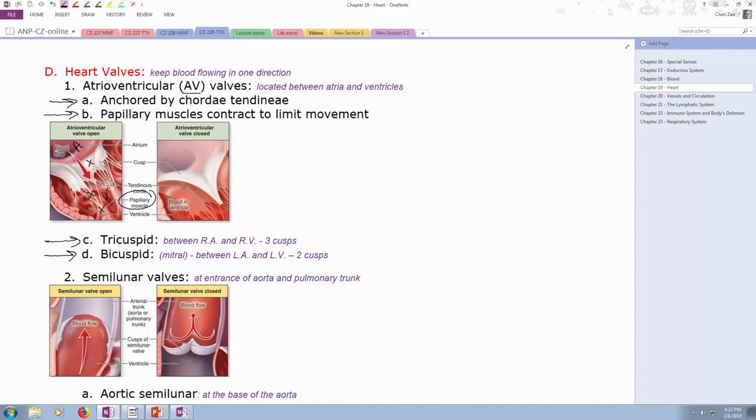In order for that to happen, we have to close those AV valves, no matter which ventricle we're in. And what happens is the papillary muscles will actually contract. At first that seems strange, because it would make you think it's going to keep it open, correct? What I want you to realize is the ventricles don't contract like this. The ventricles contract like this.